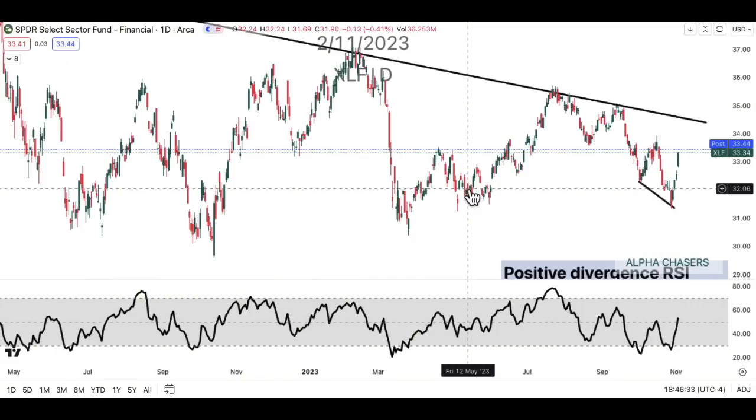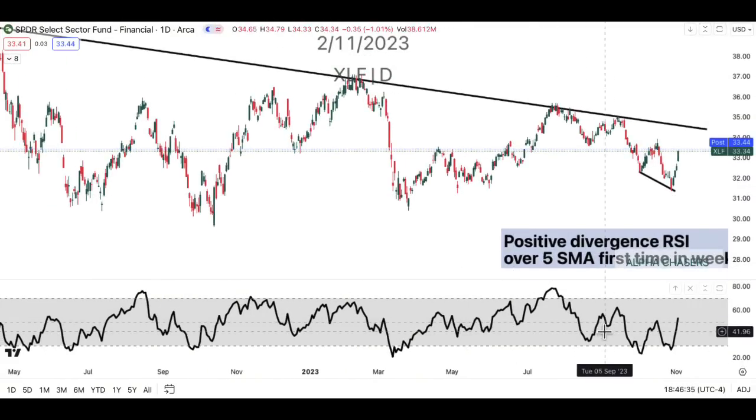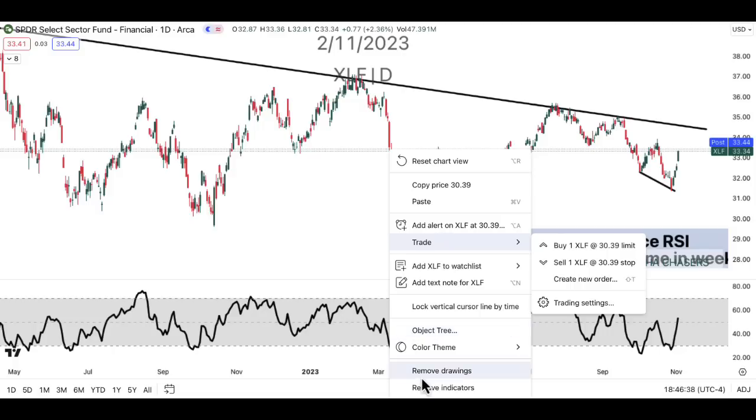It's fascinating how that works, isn't it? So all of a sudden, look at that, a positive divergence. Who knew those things worked?